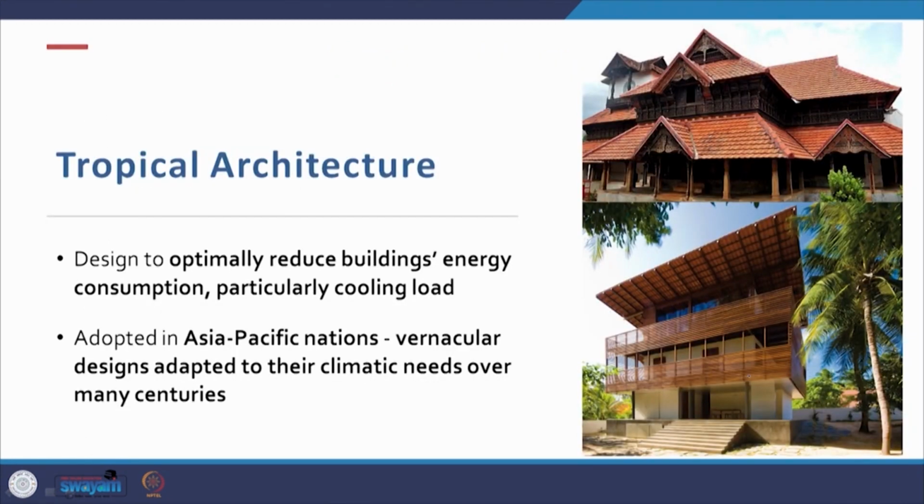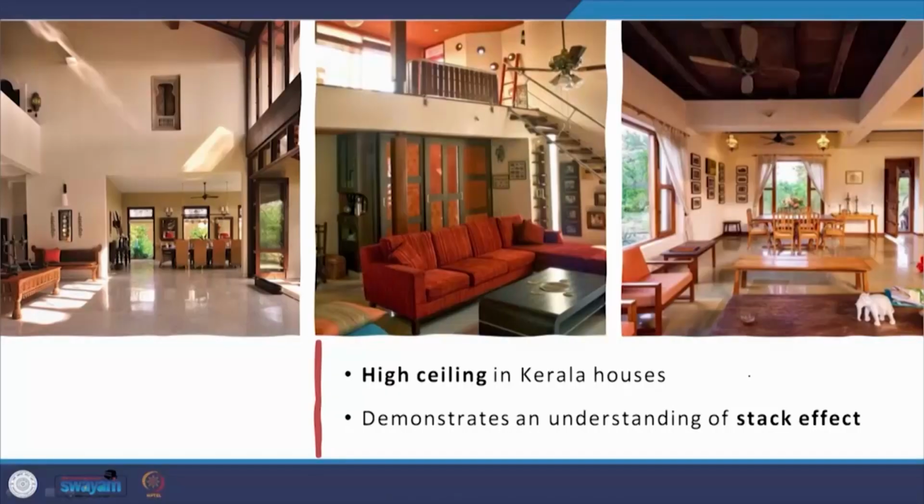Tropical architecture is a design to optimally reduce buildings' energy consumption, particularly the cooling load. It is adopted in Asia Pacific nations, and these are vernacular designs adapted to their climatic needs over many centuries of experimentation and hit and trial. Those ideas have evolved and they are now being used even in contemporary buildings. So for example, the high ceilings in Kerala houses are done to encourage the stack effect, so that hot air would rise up, a current would be created and the cool air would move in from outside into the livable area.